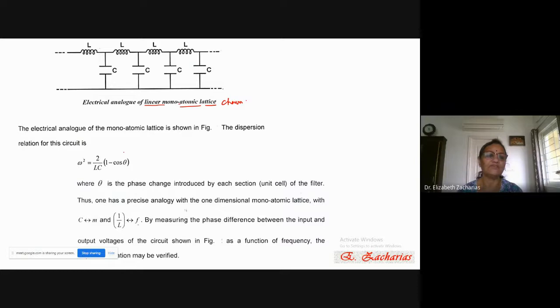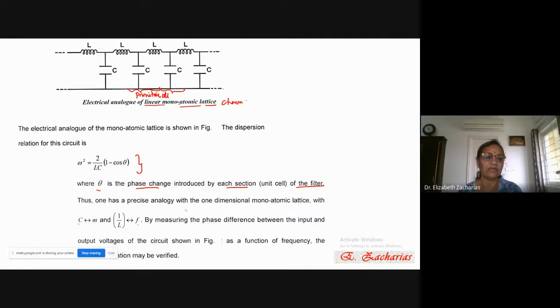Okay, and omega square for this electrical circuit is given by omega square = 2 by LC into (1 minus cos theta). And what is this theta? Theta is the phase change introduced by each section of the filter. Now this is one unit cell. This is one primitive cell. In going from one primitive cell to the next primitive cell, there is a phase change introduced, and this phase change is theta.